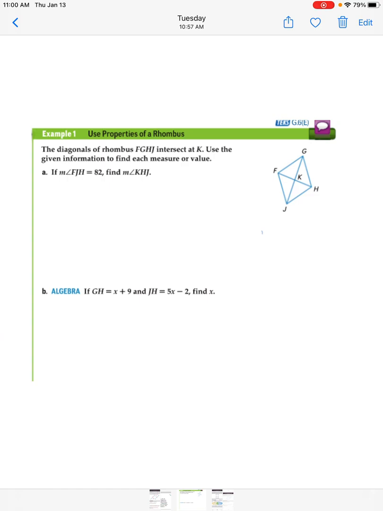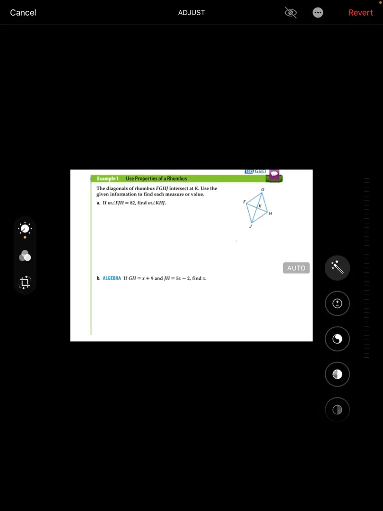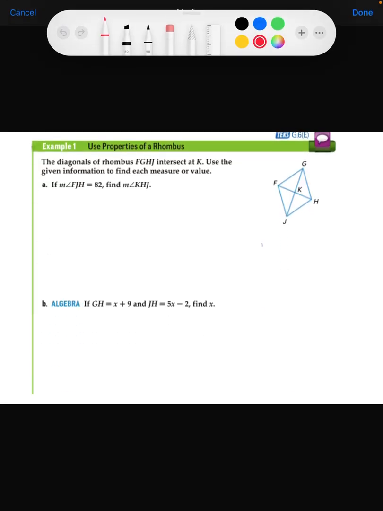All right, so let's take a look at an example. It says the diagonals of rhombus FGHJ intersect at K. And we want to use the information to find each measure. So we have angle FJH is equal to 82, so this angle is equal to 82. And if FJH is equal to 82, we know that if it's a rhombus, this line, GJ, bisects. So 82 divided by 2 equals 41. So angle J equals 41.